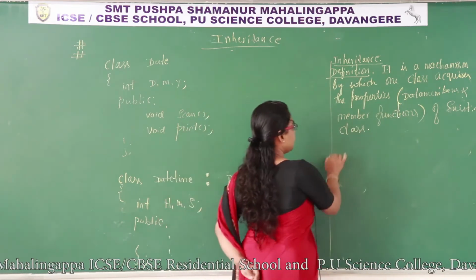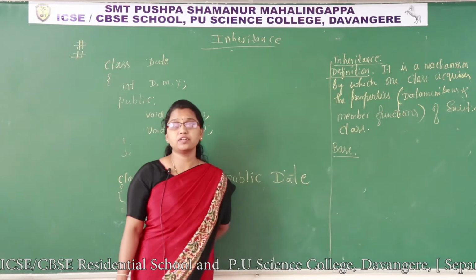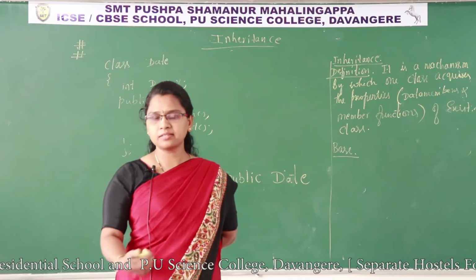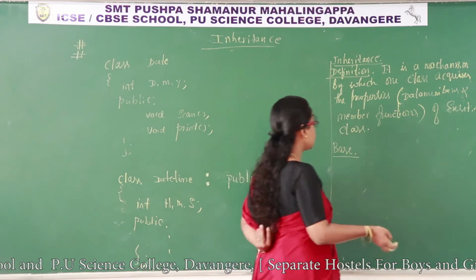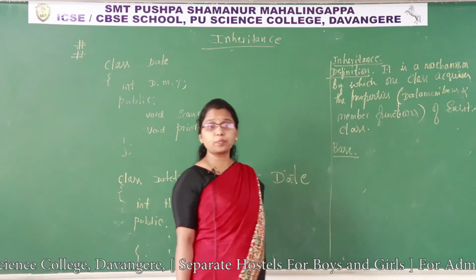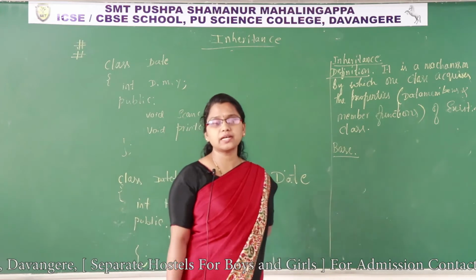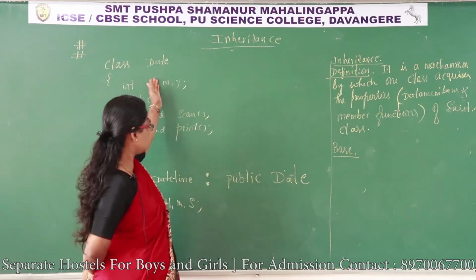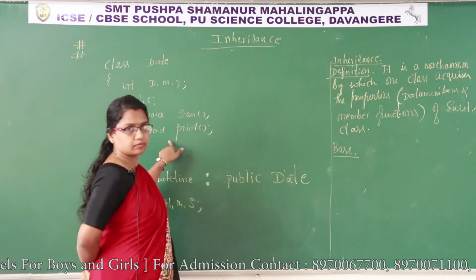Now, base class. In inheritance, there are some definitions you need to understand. First thing is what is meant by inheritance, then what is base class, what is derived class, what is meant by visibility mode. So these are the important concepts in this chapter. A class whose properties are going to be inherited by another class, we call that class the base class. In this example, Date is a class, and DateTime inherits the properties of this class. So this is a base class.